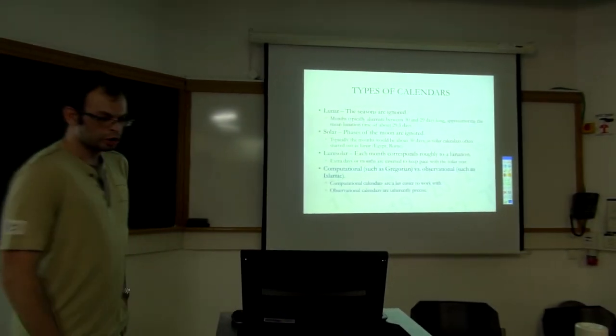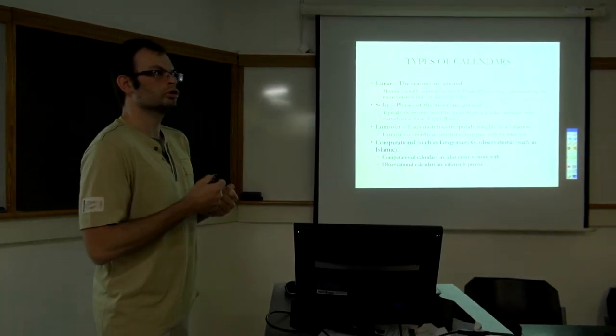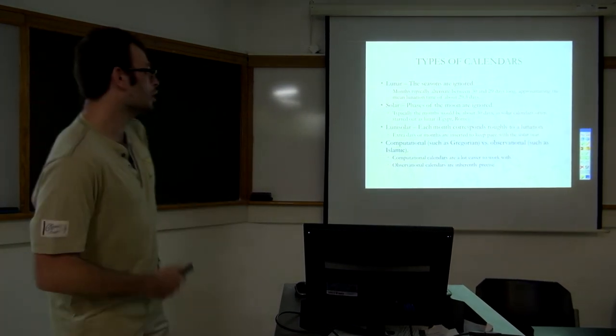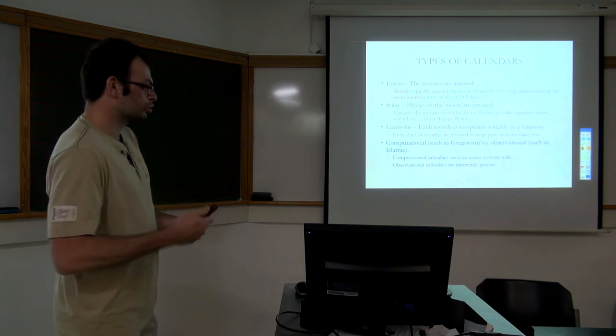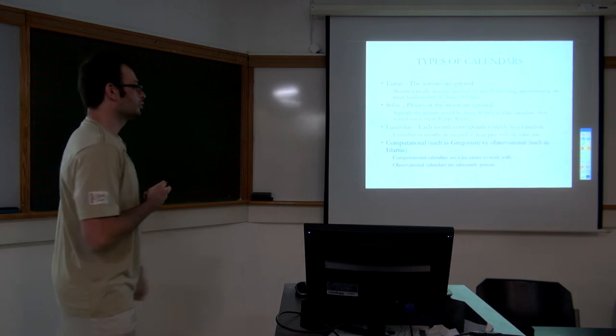The observational calendars are a set of rules. So every month, go and look for the star. You see it, it's a new month or a new year. So that is something which works a lot better, but it's very hard to predict precisely.